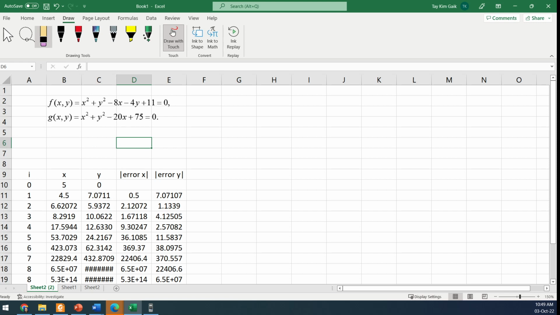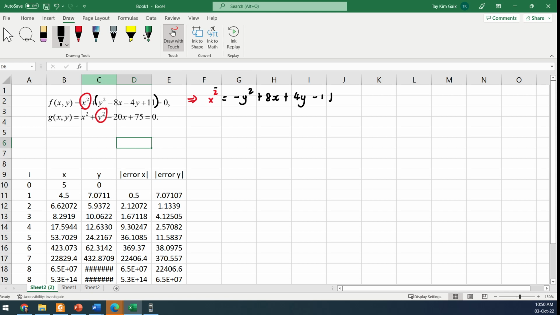Okay, let's say you choose x from the quadratic term of the first equation. Then for y, you choose x from the other equation. So you have initially x squared plus y squared. Bring all the other terms to the right-hand side, so you have negative y squared plus 8x plus 4y minus 11.